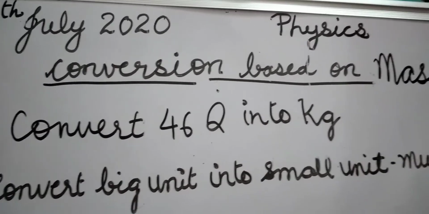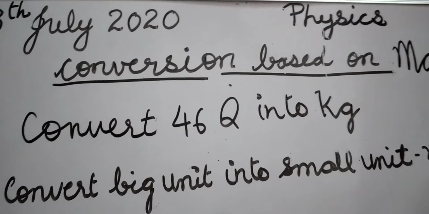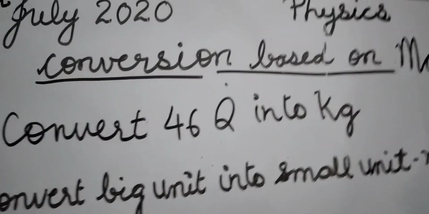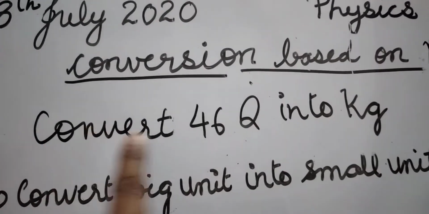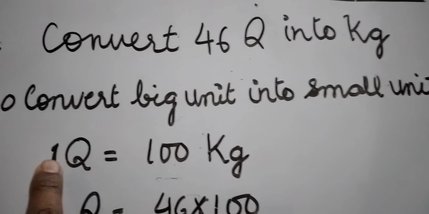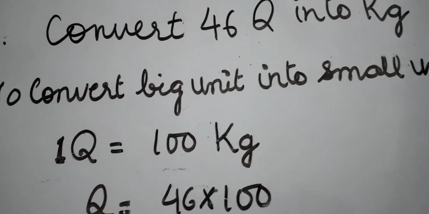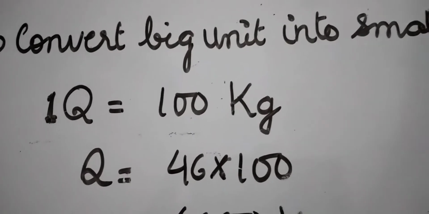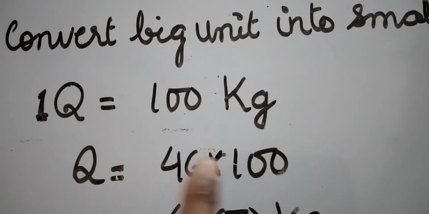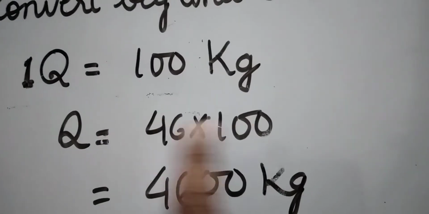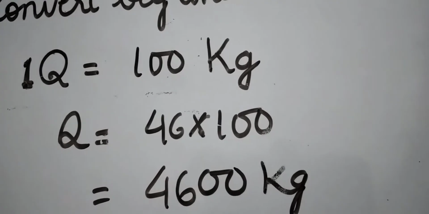Yes, again we will see convert 46 quintal into kg. In the same manner, 46 quintal into kg. Again convert big unit into small unit, multiply. 1 quintal is equal to 100 kg. As I told you in the earlier conversion also, 46 quintal is equal to 46 into 100. Multiply. 46 ones are 46.